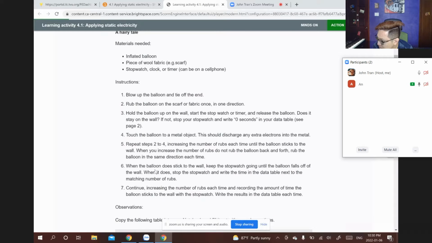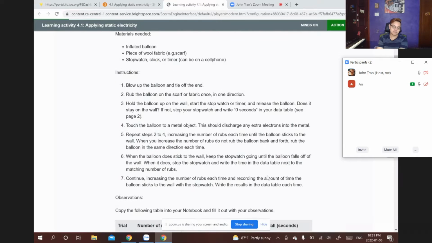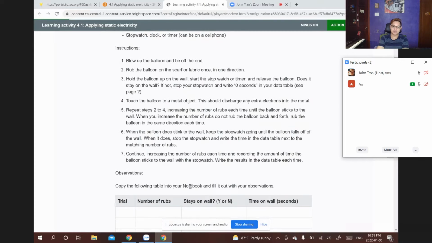When the balloon does stick to the wall, keep the stopwatch going until the balloon falls off of the wall. When it does, stop the stopwatch and write the time in the data table next to the matching number of rubs. Continue increasing the number of rubs each time and record the corresponding amount of time the balloon sticks to the wall with the stopwatch. Write the result in the table each time.